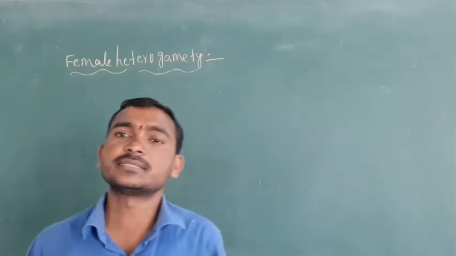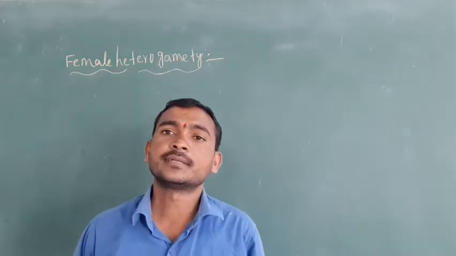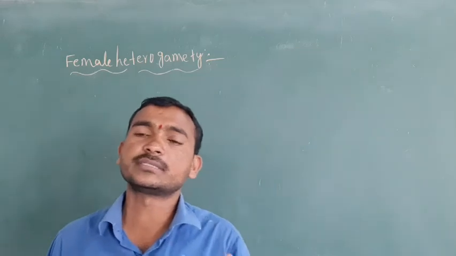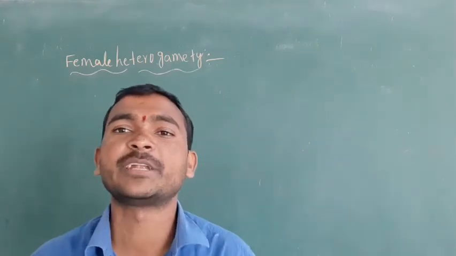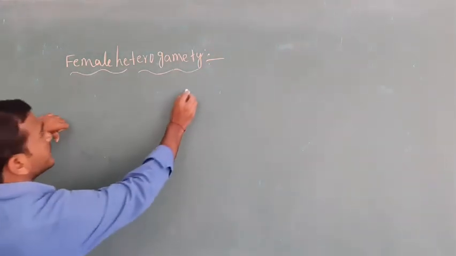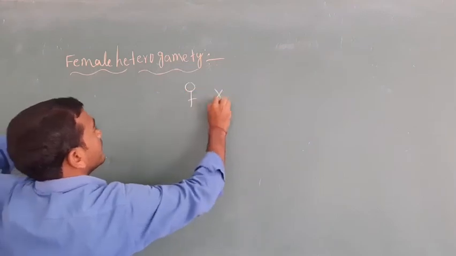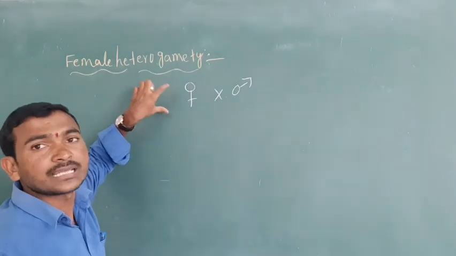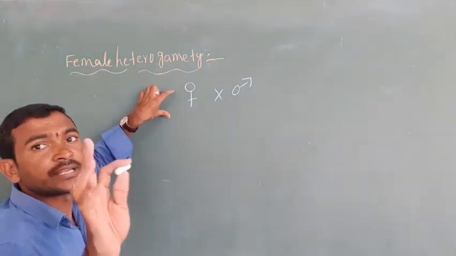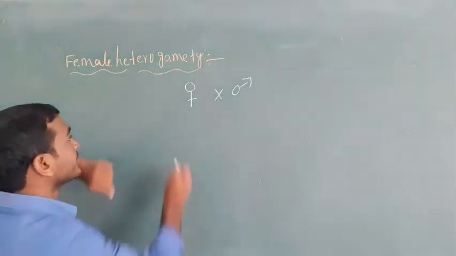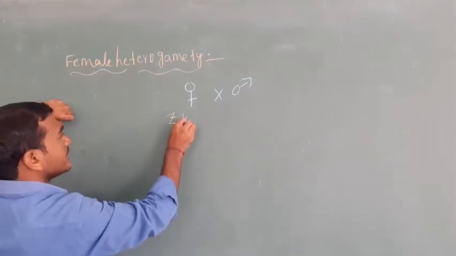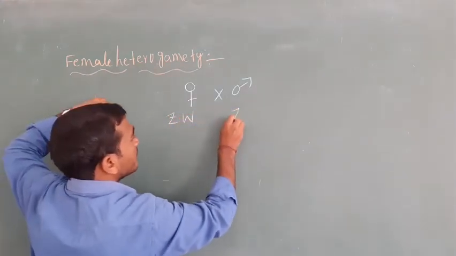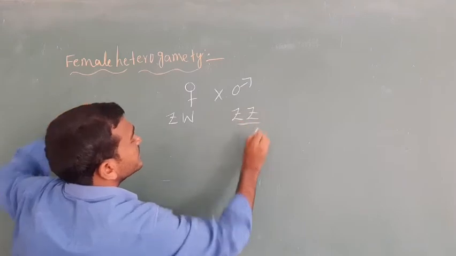Yes, in the last class we discussed male heterogamety. Today in class we are going to discuss female heterogamety. In female heterogamety, the female has chromosomes that are different, and the male is homogametic. So the female is ZW, and the male is ZZ.